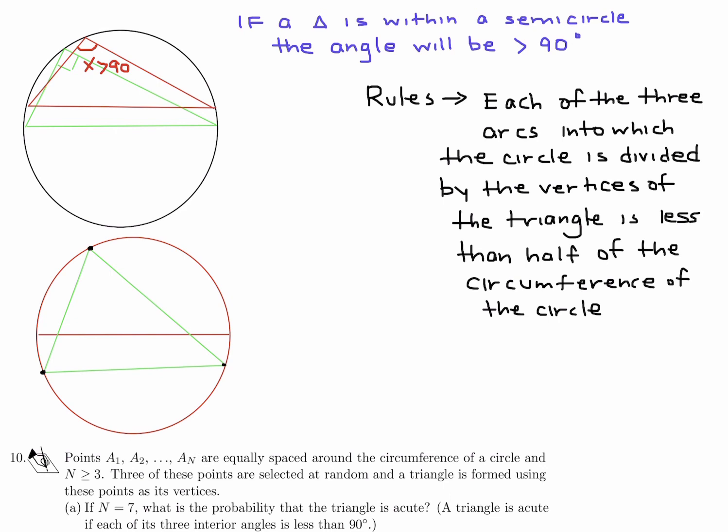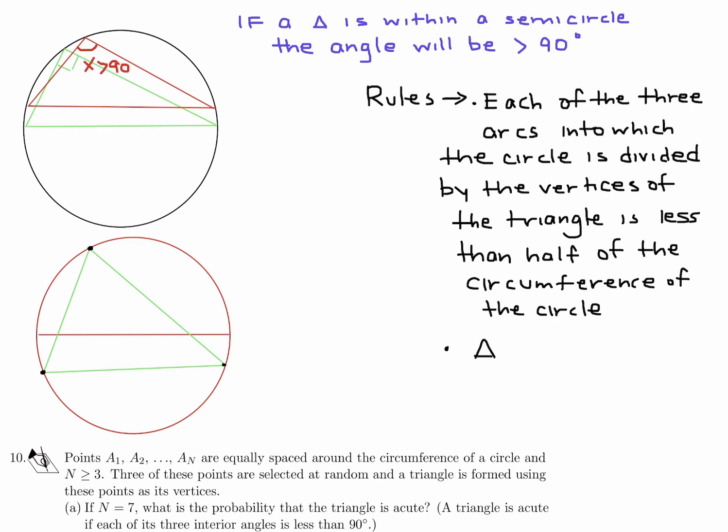Is that true? Well, first of all, what is half the circumference? Half the circumference, for example, would be like that, from one point on the diameter to the other. Are each of these arcs less than that? Well, this one definitely is. And just from inspection, I can clearly see that this is also less than half the circumference, and so is that. So that basically means that this green triangle satisfies rule number 1. Now, there's one other rule that I want to mention.